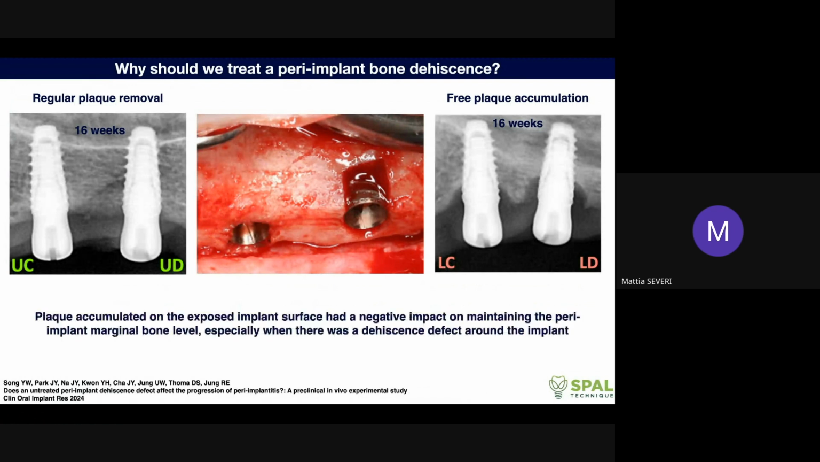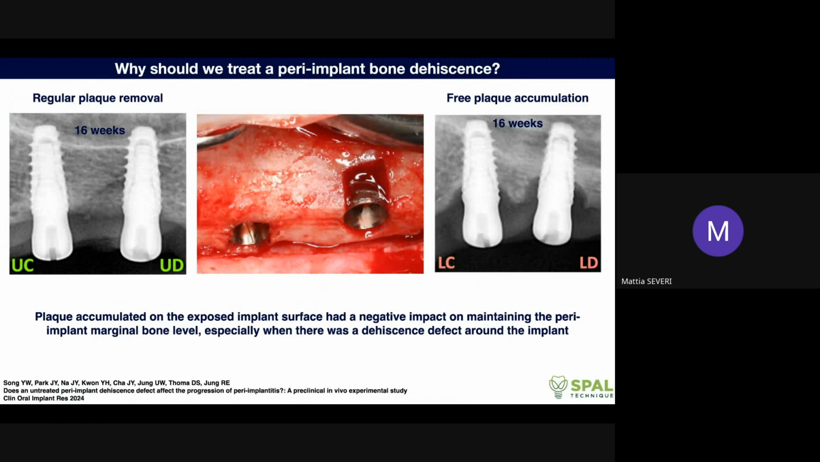Therefore, we have to know that in ideal conditions, maybe the persistence of peri-implant bone dehiscences may not be a clinical problem, but in the real world, in every professional setting that we have, when patients are not performant in removing plaque or whatsoever, we know that we may have detrimental conditions and detrimental resorption of the interproximal bone when plaque accumulation is allowed.